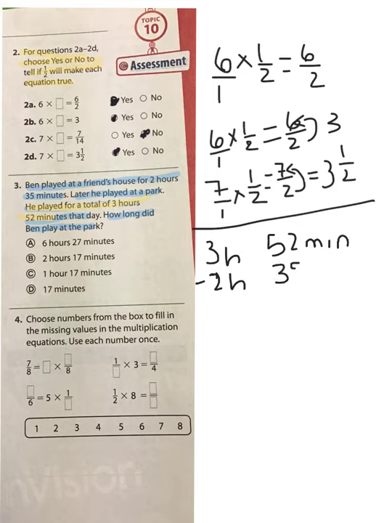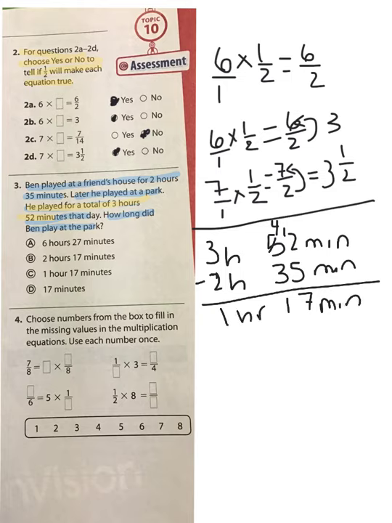and 35 minutes. Well, I don't have to regroup anything because I can subtract 35 from 52, meaning I don't have to regroup the hours. I do need to regroup right here, though, because I need to make this a 4 and make this a 12. 12 minus 5 is 7. 4 minus 3 is 1. And then 3 minus 2 is 1. So he played for 1 hour. He played for a total of 1 hour and 17 minutes.